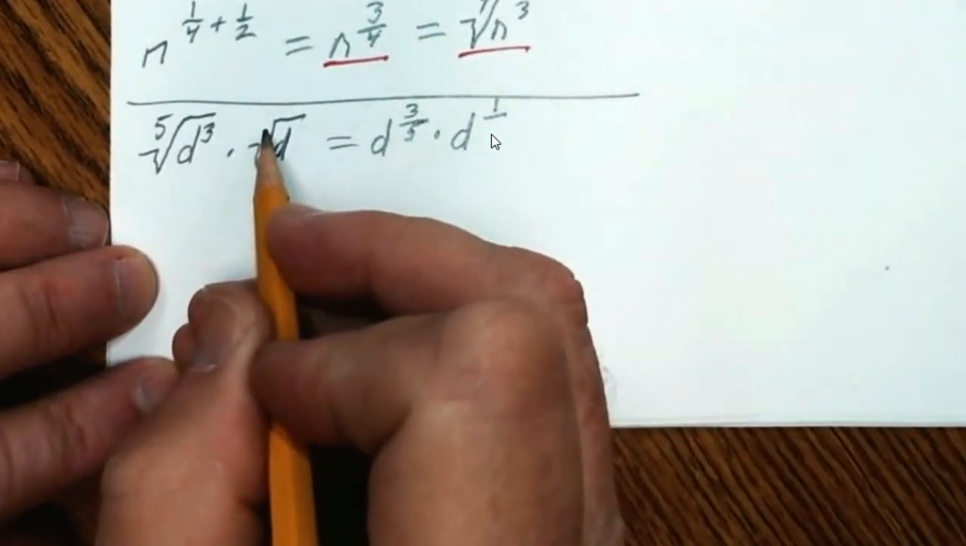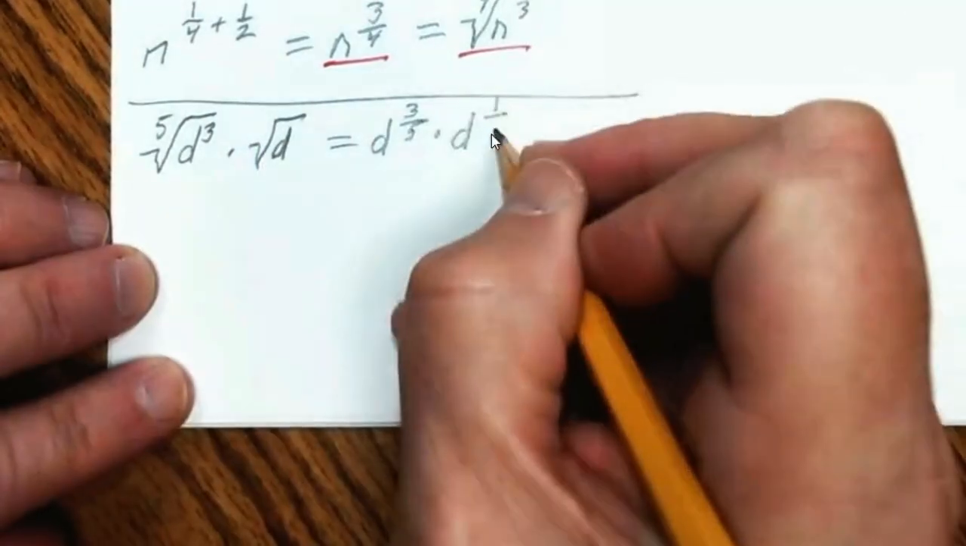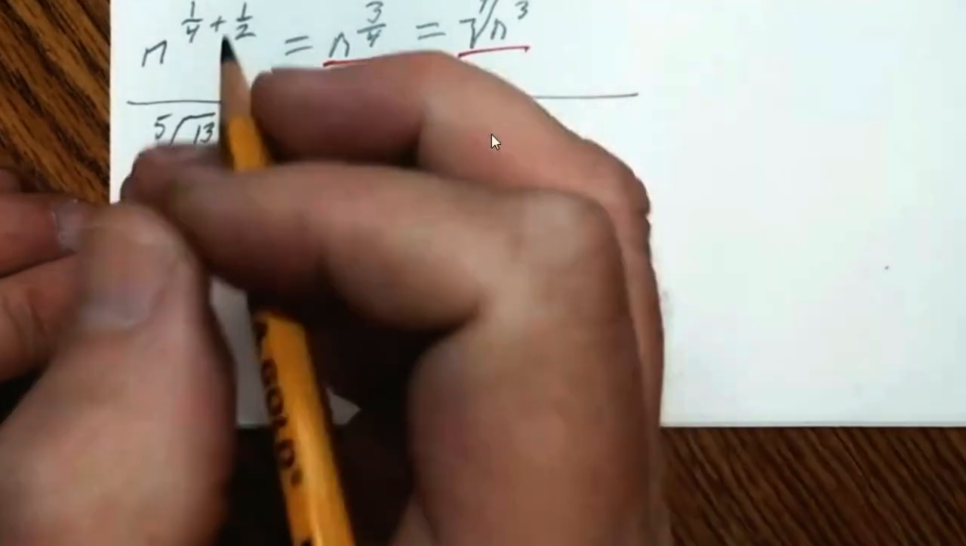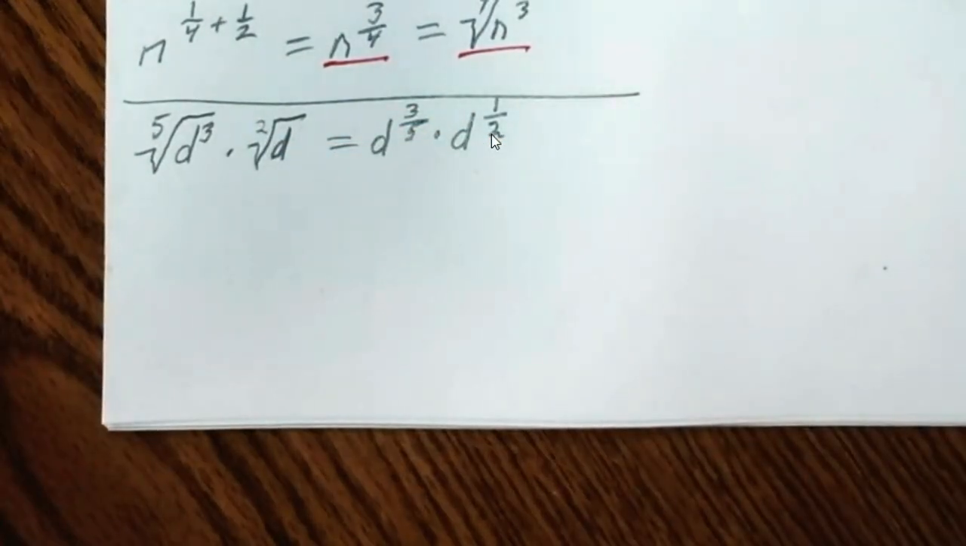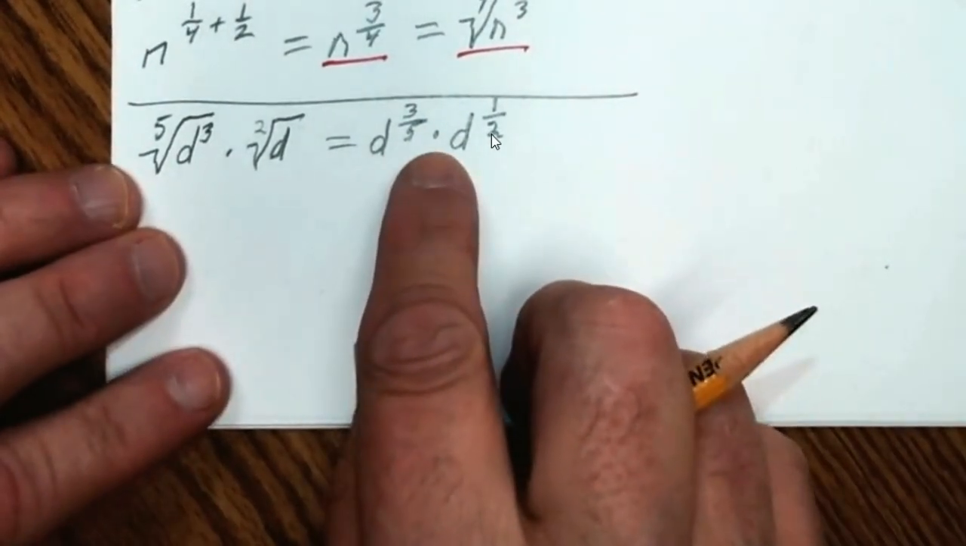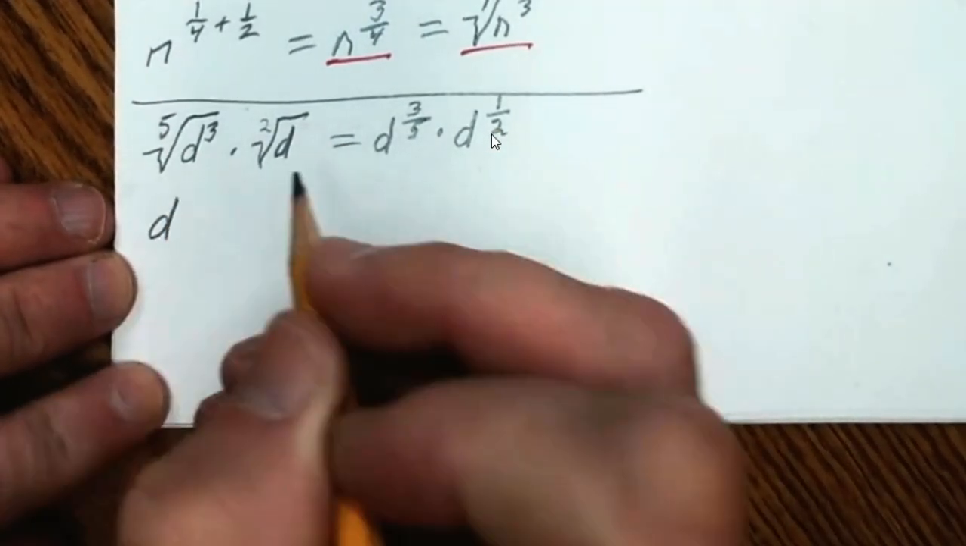What's on the outside? Remember, if it's just the square root, that means that's automatically a 2. We don't have to see a number. We know automatically if there's nothing there, that's a 2. We just make that assumption. So now we have d to the 3/5 times d to the 1/2, which means we know we can add those together.